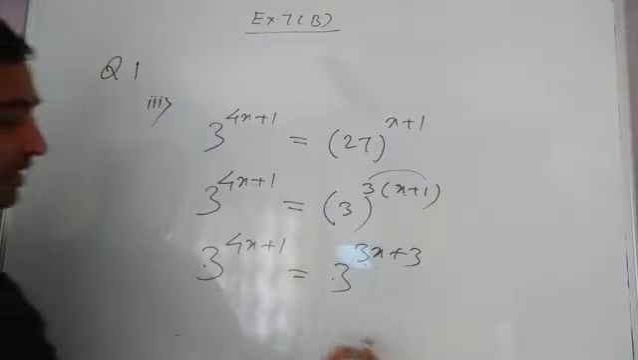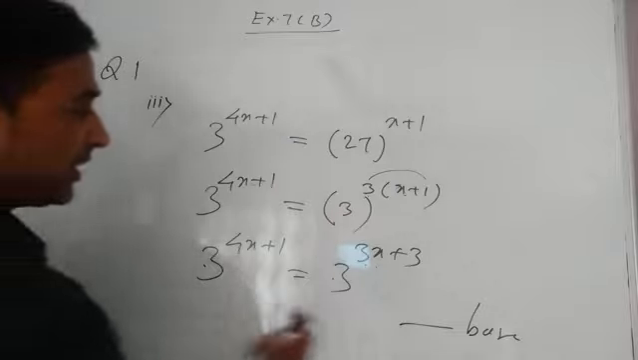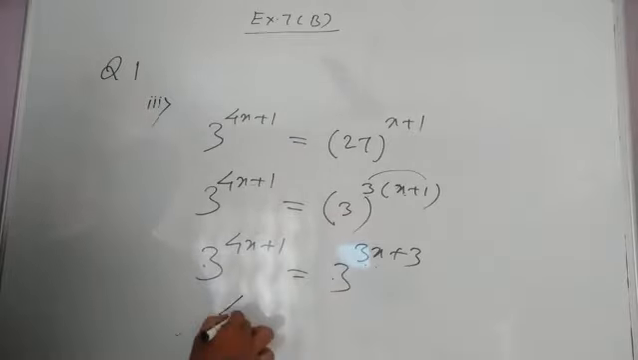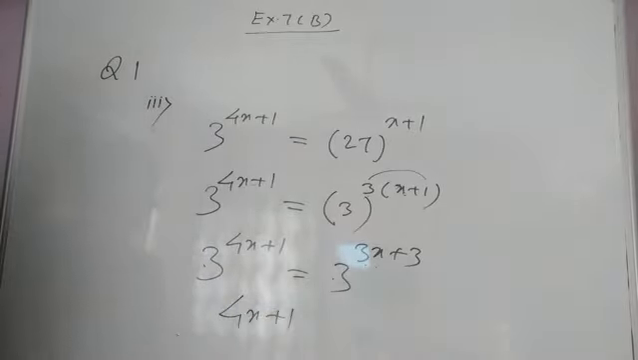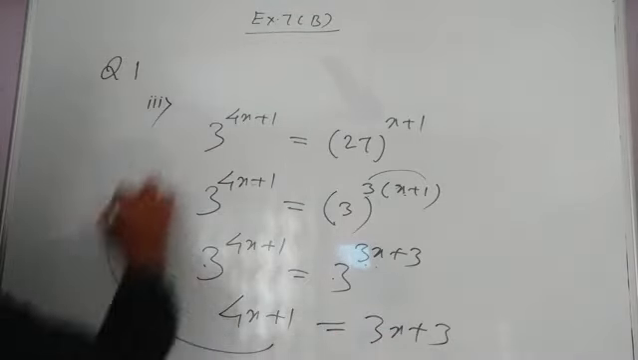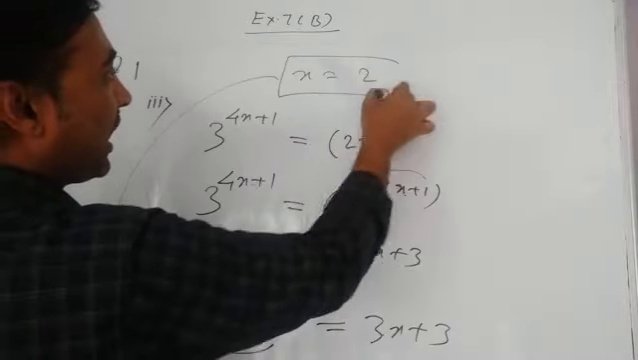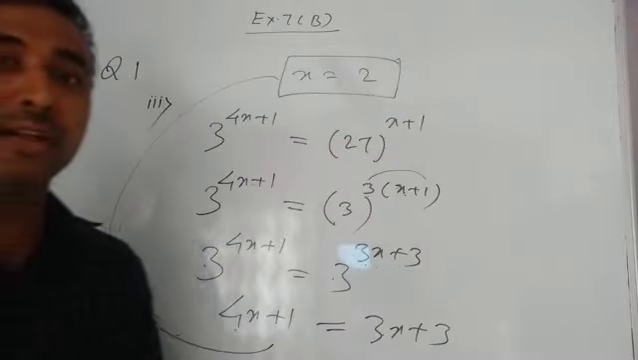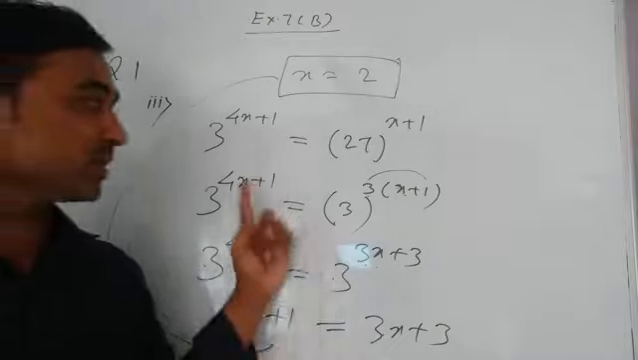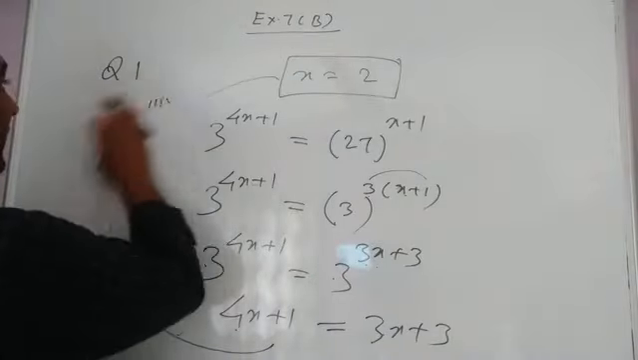Now since bases are the same, you can compare the indices. What are the indices over here? 4x plus 1 is equal to 3x plus 3. So for sure the value of x will be 2. I hope it's very clear to you. In this way, most of the questions are based on this concept only. When the bases are the same, we are supposed to compare indices.